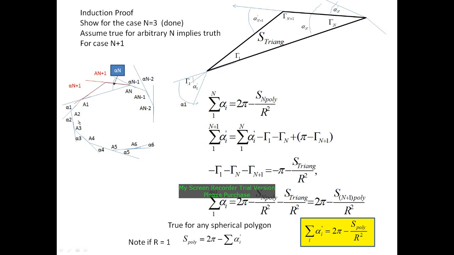So you draw this arbitrary figure here that shows an arbitrary polygon of n vertices, and then you add one more vertex to it, the A n plus 1, and you see what happens. So for the n polygon, you assume the relationship is true. Then what changes when you add the extra vertex?